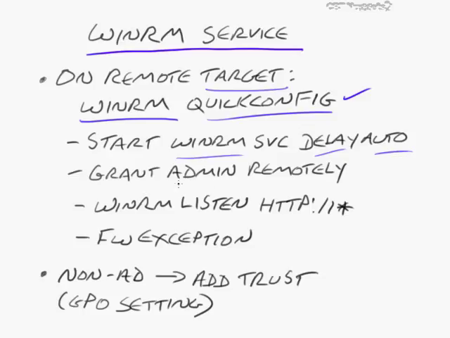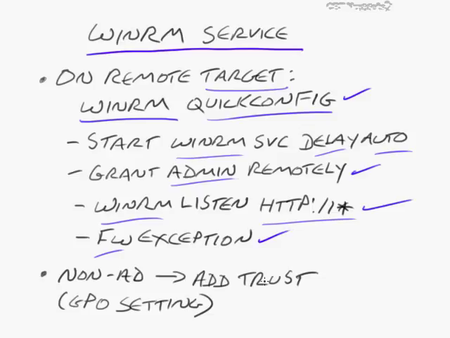Also, it will grant administration remotely. There's a certain account that goes along with that. Then it will turn on the WinRM listener at http:// and then star. So it turns on a listener at this location that allows it to receive any attempts at remote administration using WinRM. And then it also creates a firewall exception automatically that would allow these connections to come through.